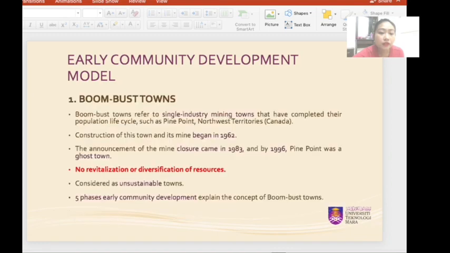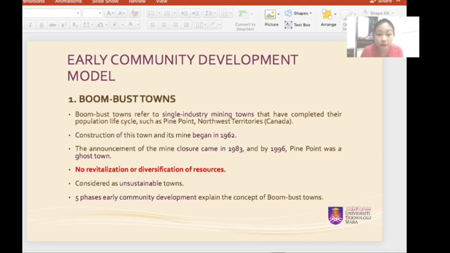Okay, we look in detail at each kind of town. The first one, boom-bust towns. Boom-bust towns refer to single industry mining towns that have completed their population life cycle, such as Pine Point, Northwest Territories, and Canada. Construction of this town and its mine began in 1962. The announcement of the mine closure came in 1983, and by 1996, Pine Point was a ghost town. No revitalization or diversification of resources.